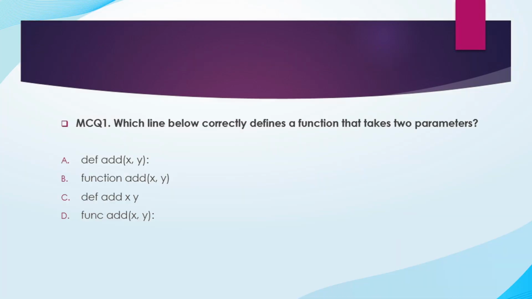Let's take a moment to assess your understanding with a couple of quick multiple choice questions. This will help you review and reinforce what we have covered in this tutorial. Here is the first question. Which line below correctly defines a function that takes two parameters? Take a moment to think about your answer. The correct answer is option A.